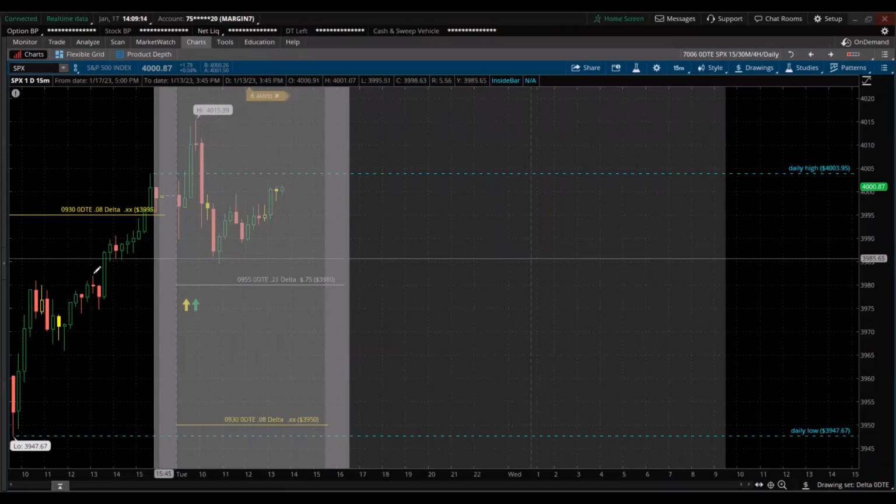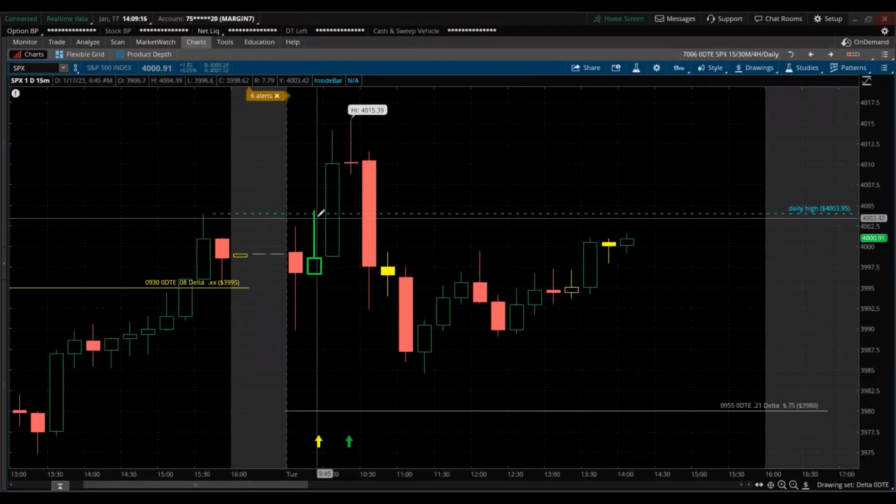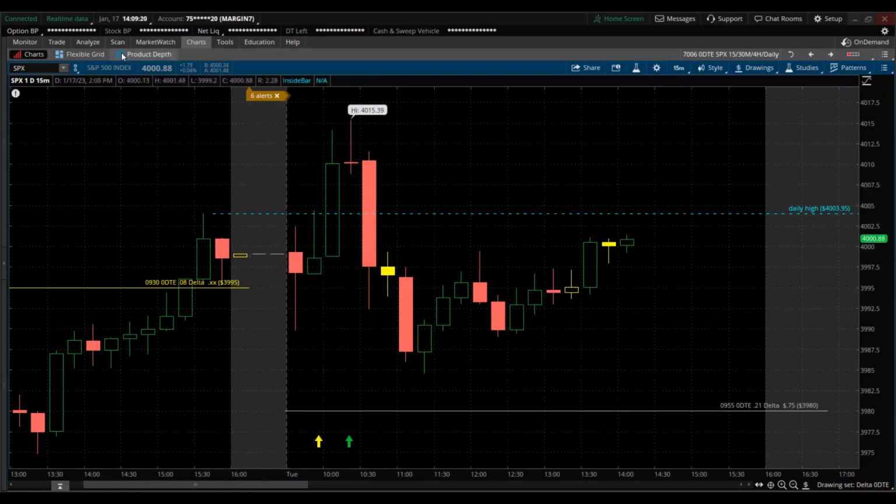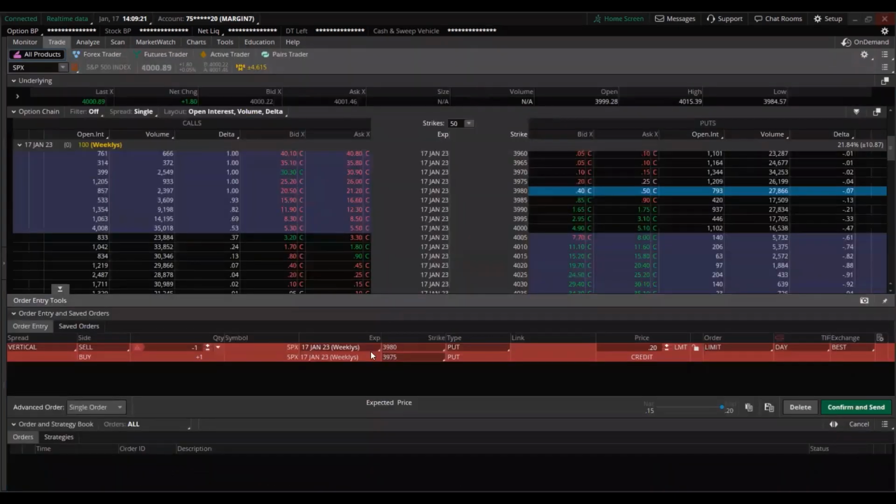Zoom in some more here. So as soon as that went off, tested that, I put my trade on again, a bull put spread. I'll say again, the short strike 39.80, long strike.